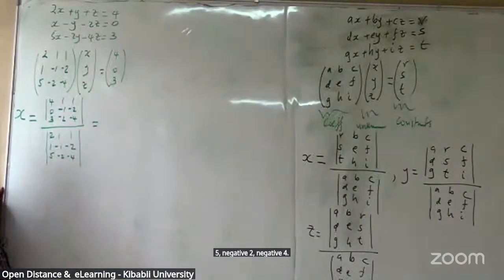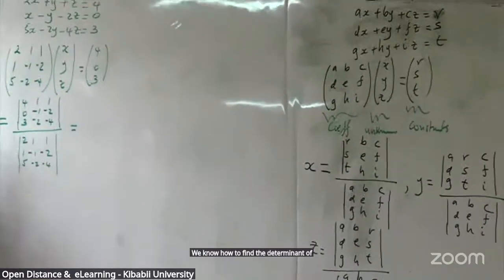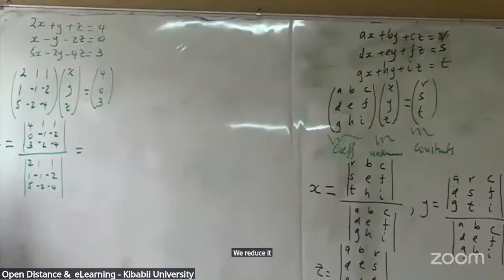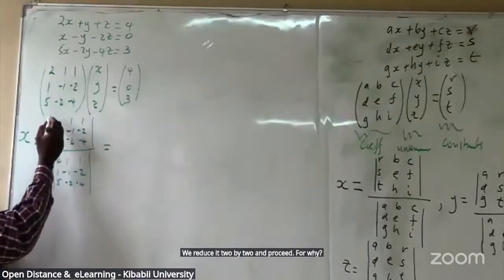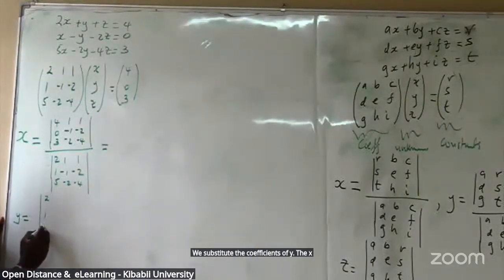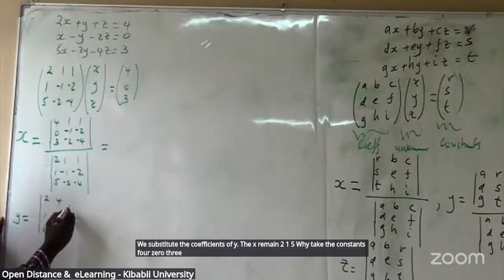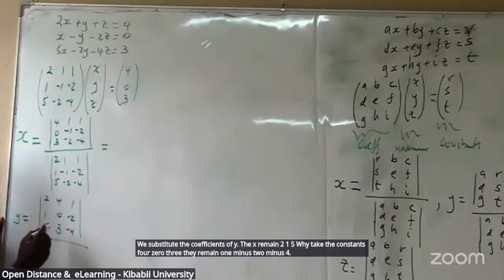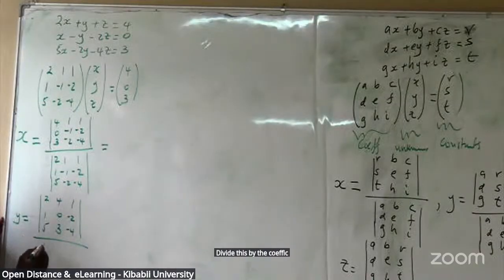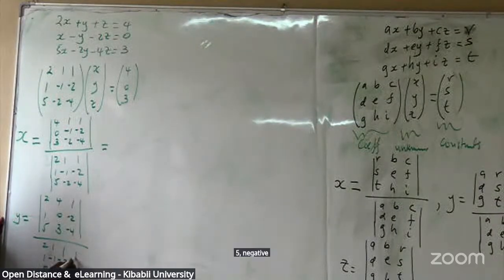Find that determinant. We know how to find the determinant of 3 by 3. We reduce it to 2 by 2 and proceed. For y, we substitute the coefficients of y. The x remain 2, 1, 5. y takes the constants 4, 0, 3. z remain 1, minus 2, minus 4. Divide this by the coefficient matrix determinant 2, 1, 1, 1, negative 1, negative 2, 5, negative 2, negative 4.